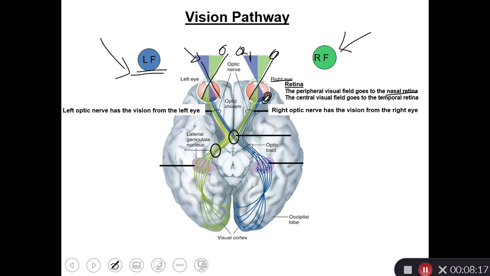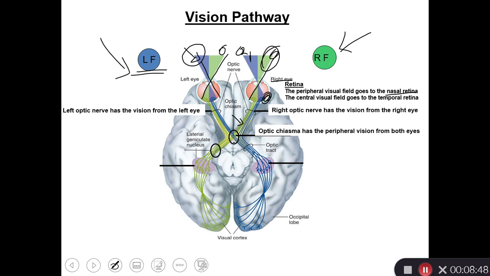Then we have the optic chiasma. The optic chiasma has the green from the right eye, and the green is the peripheral field of the right eye, and it has the blue from the left eye, which is the peripheral field of the left eye. This means that the optic chiasma has the peripheral vision from both eyes.